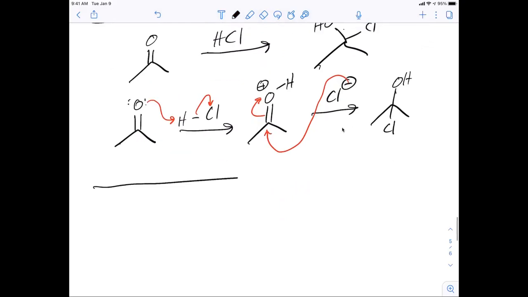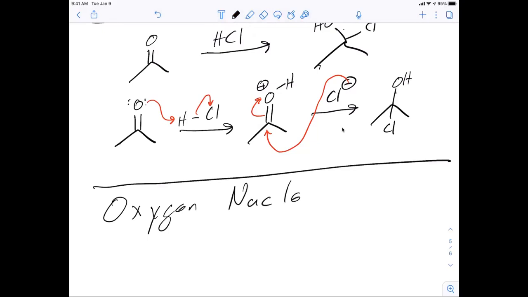All right, now what we're going to do is go through a set of different types of nucleophiles based on the element. So we saw a carbon one, we saw the acid. Now we're going to go into the group of oxygen nucleophiles. Then we'll do nitrogen, then we'll do sulfur, and then we'll get to hydrogen.